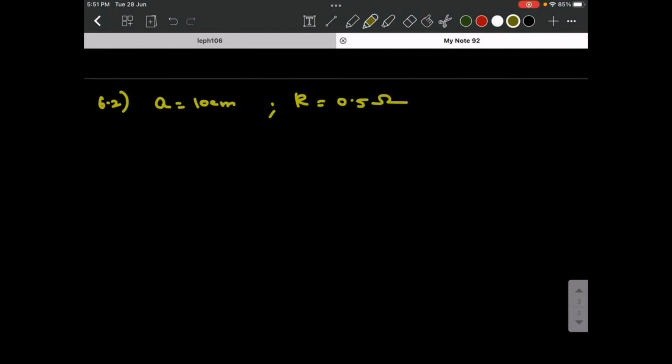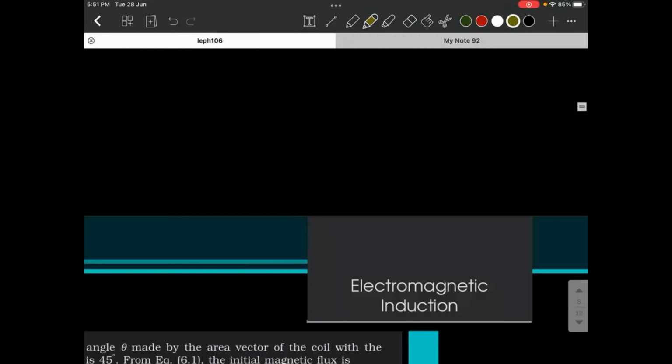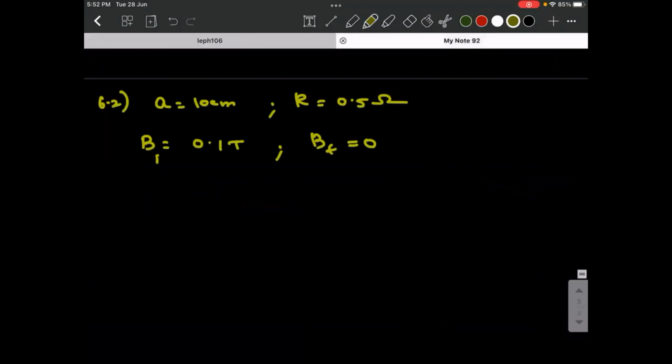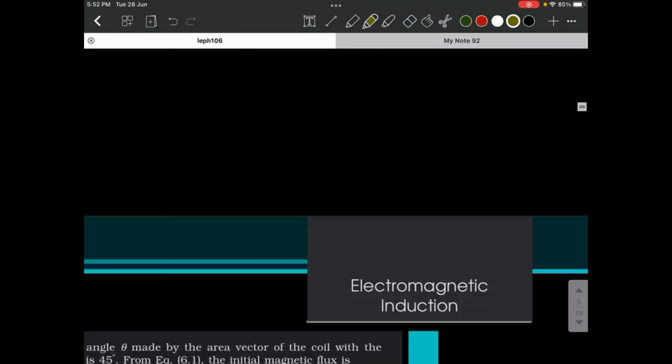Then B is how much? 0.1 Tesla. This is the initial value. Finally, what happened to it? A uniform magnetic field of 0.1 Tesla is set up across the plane in the northeast direction. The magnetic field is decreased to 0 in 0.7 seconds. So what is the value of delta T? 0.7 seconds. And what is the value of theta? 45 degrees.